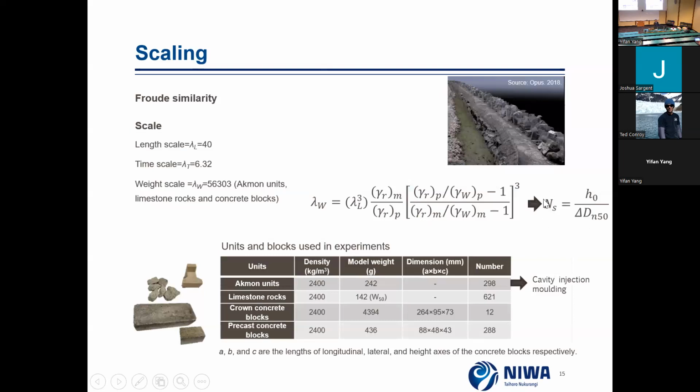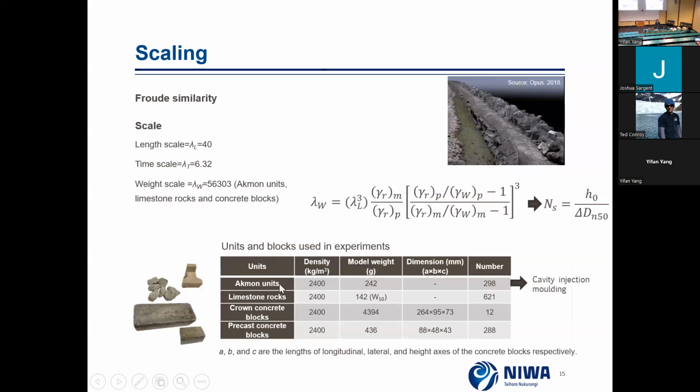We have the stability number NS. The idea is if we keep the stability number NS the same in the lab and in reality, we can keep that stability similarity. So the weight scale is this one. And these are the units.